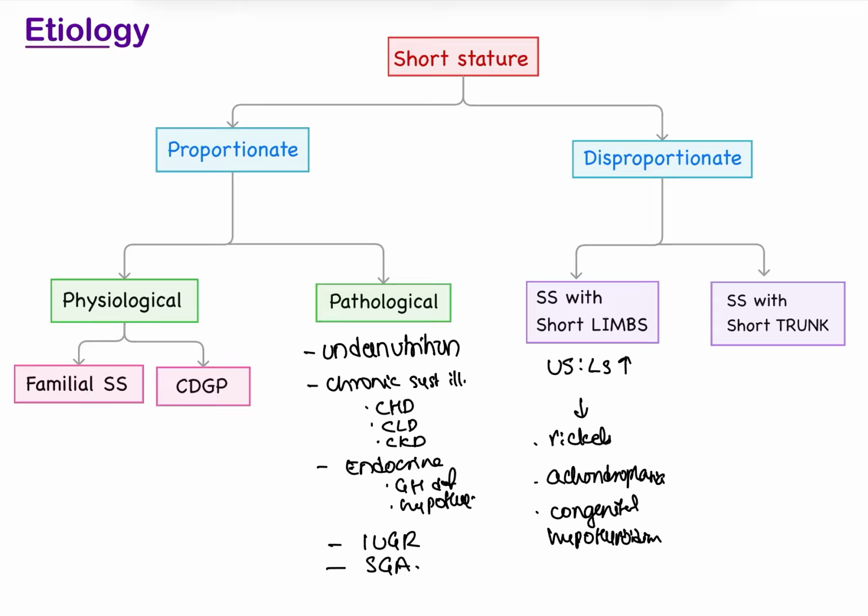In short stature with short trunk, the upper segment lower segment ratio is decreased. That is, the lower segment is more. It is seen in vertebral anomalies and spondyloepiphyseal dysplasia.